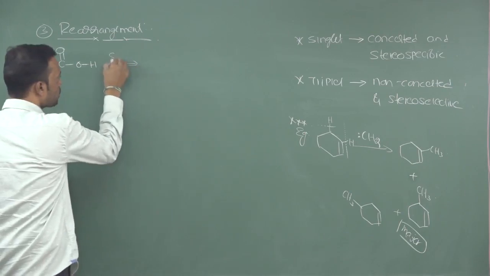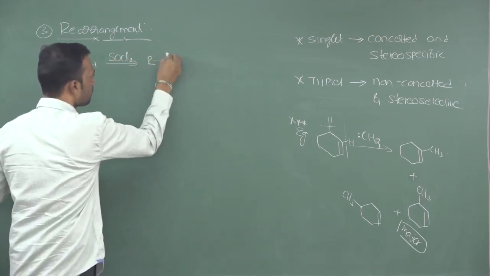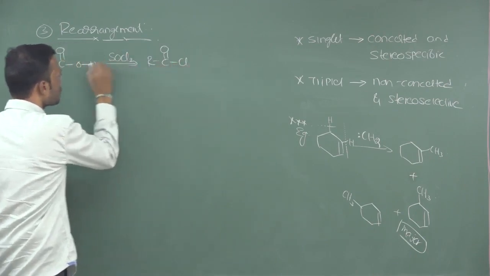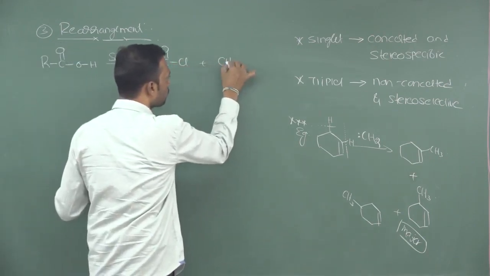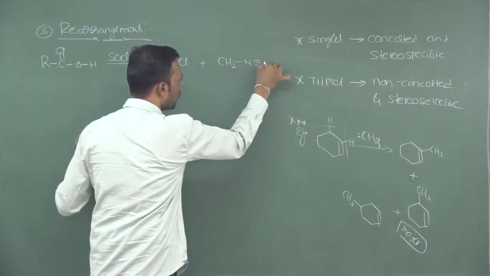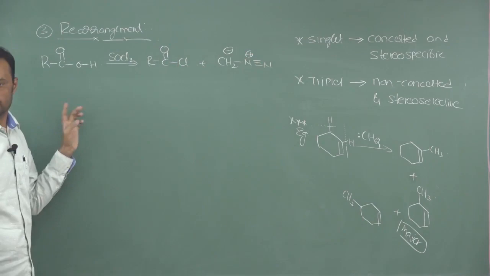So a carboxylic acid on treatment with thionyl chloride, then what happens? There is formation of an acid chloride and loss of SO2 takes place, right? After getting this, now I am reacting it with one molecule. Can you give the name of this molecule? Diazomethane. What is that? Diazomethane.